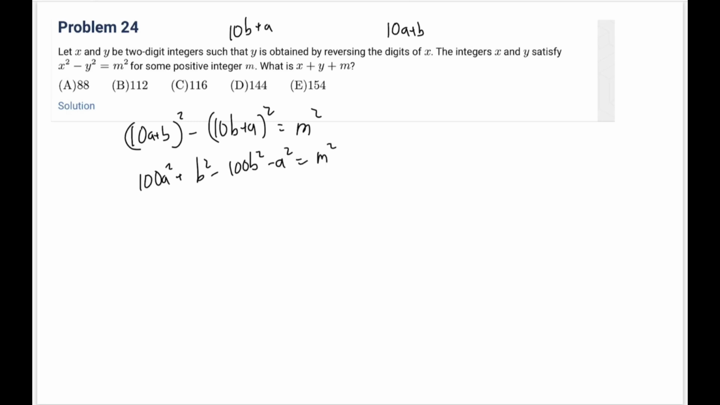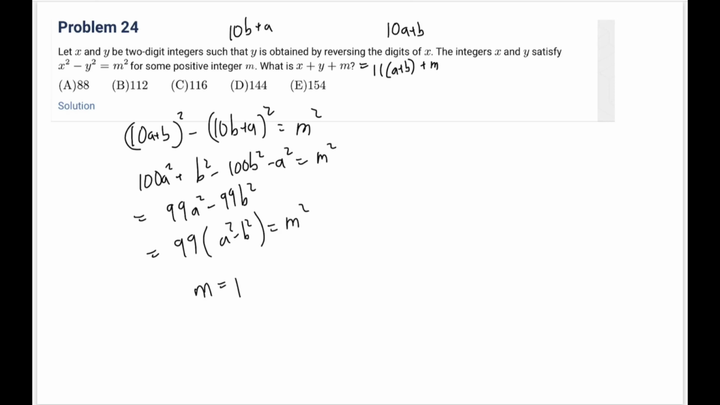And so what is x plus y plus m? x plus y is 11 times a plus b, plus m. That's what we want, right? And if we simplify, this equals 99a squared minus 99b squared. This is 99 times a squared minus b squared equals m squared. So m equals root of 99 times a squared minus b squared, which is 3 root 11 times a squared minus b squared.